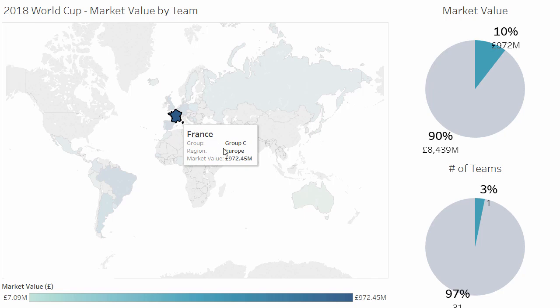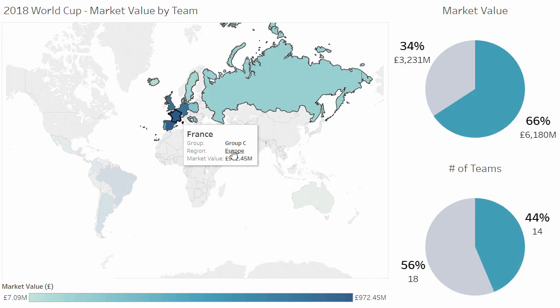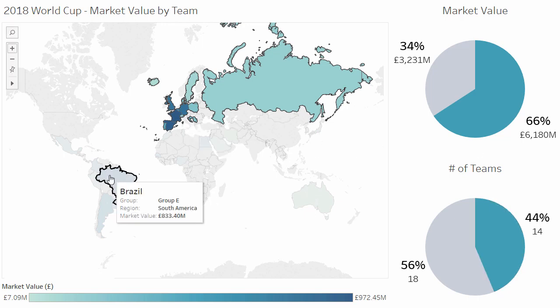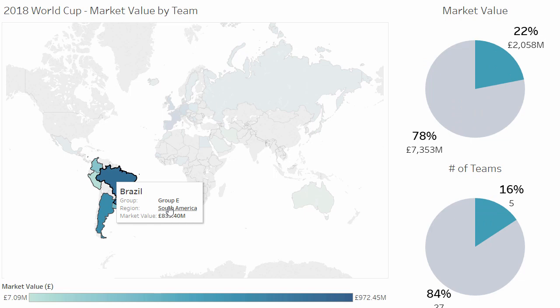If we were to select the whole European region, you can see that Europe is 66% of the market value, while only representing 44% of the teams. South America is 22% of the market value, but 16% of the teams. So its market value is closer to its representation in terms of percent of teams.